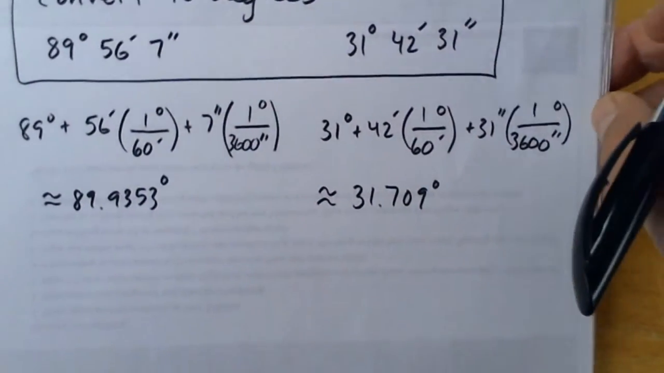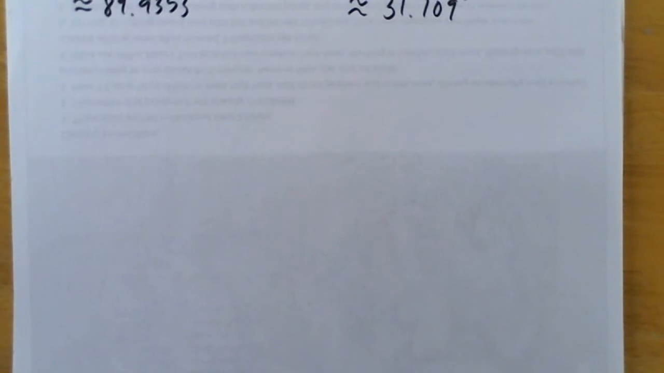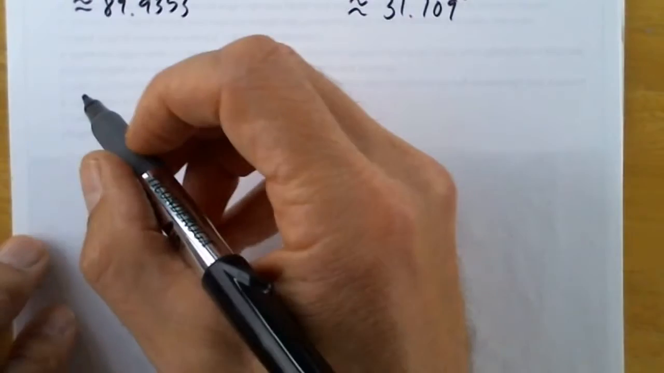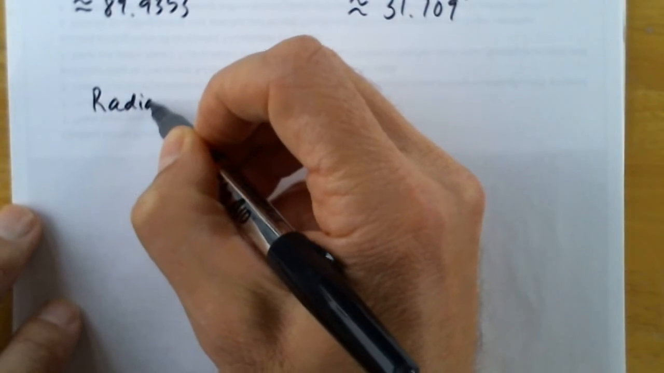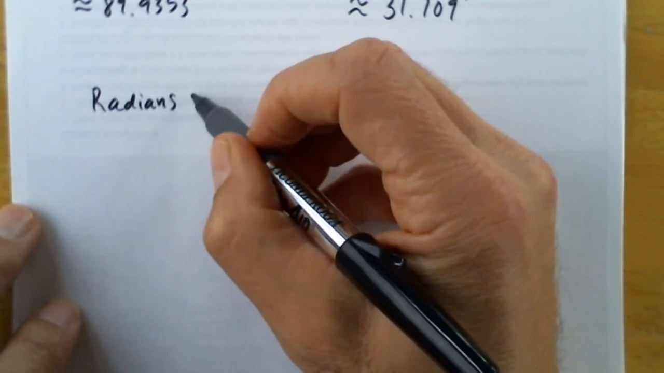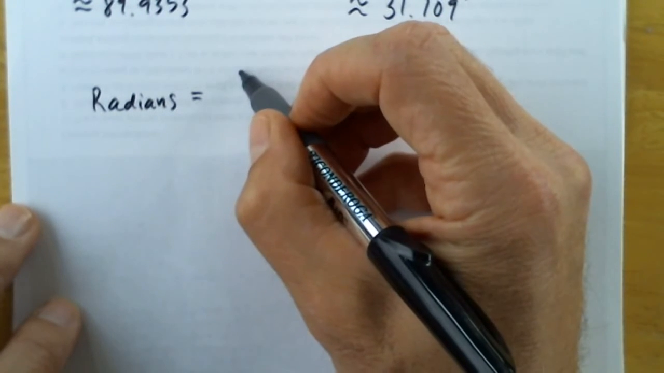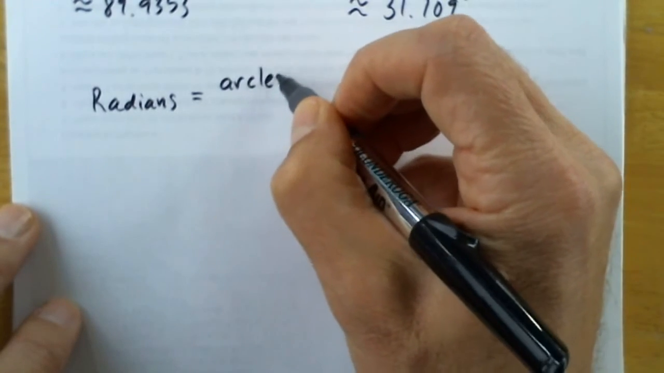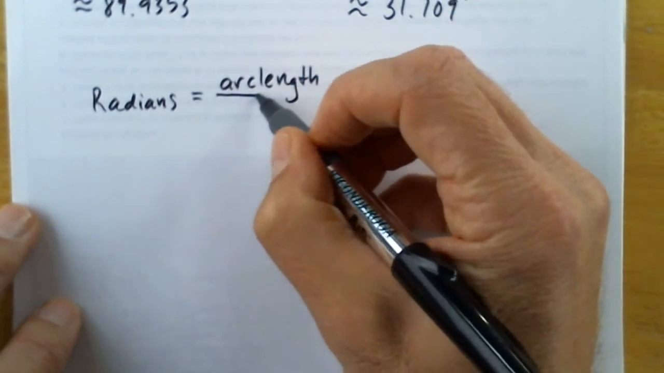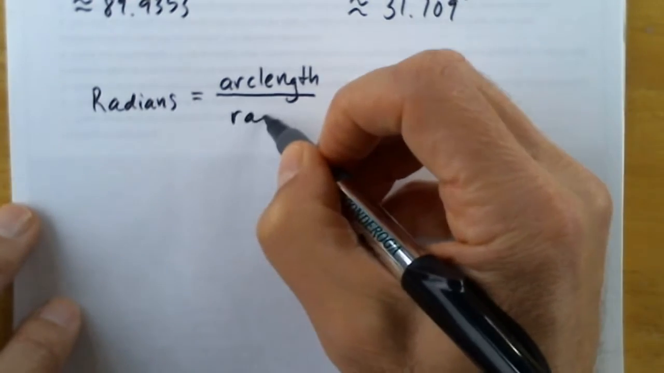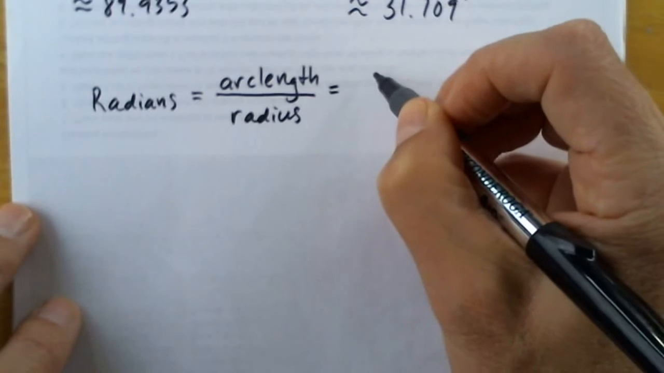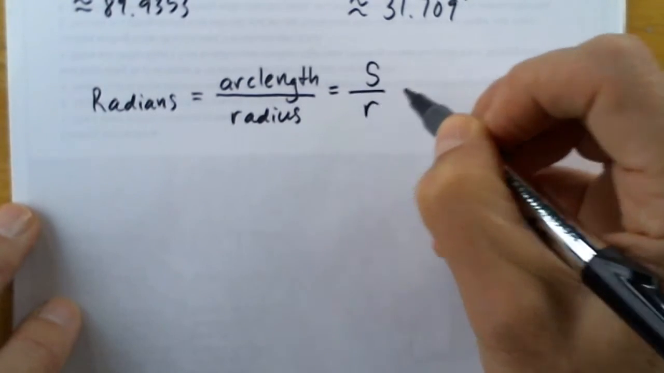All right. So that's converting between degrees and degrees, minutes, and seconds. Now let's talk about radians. A radian is defined as the arc length around a circle divided by the radius. And we often use S for arc length and R for radius.